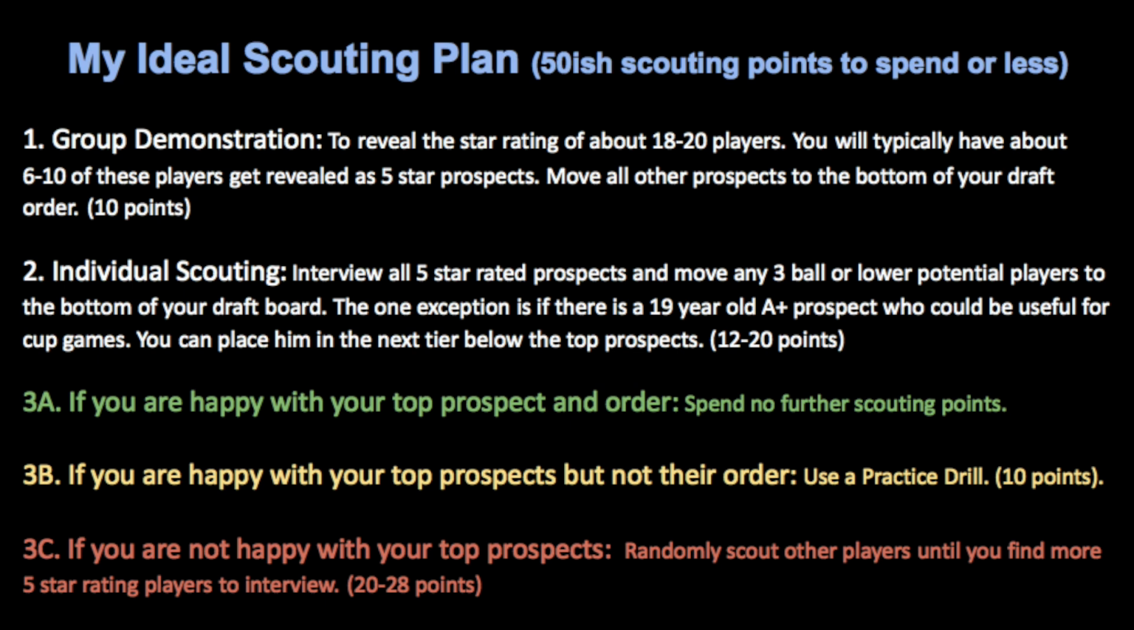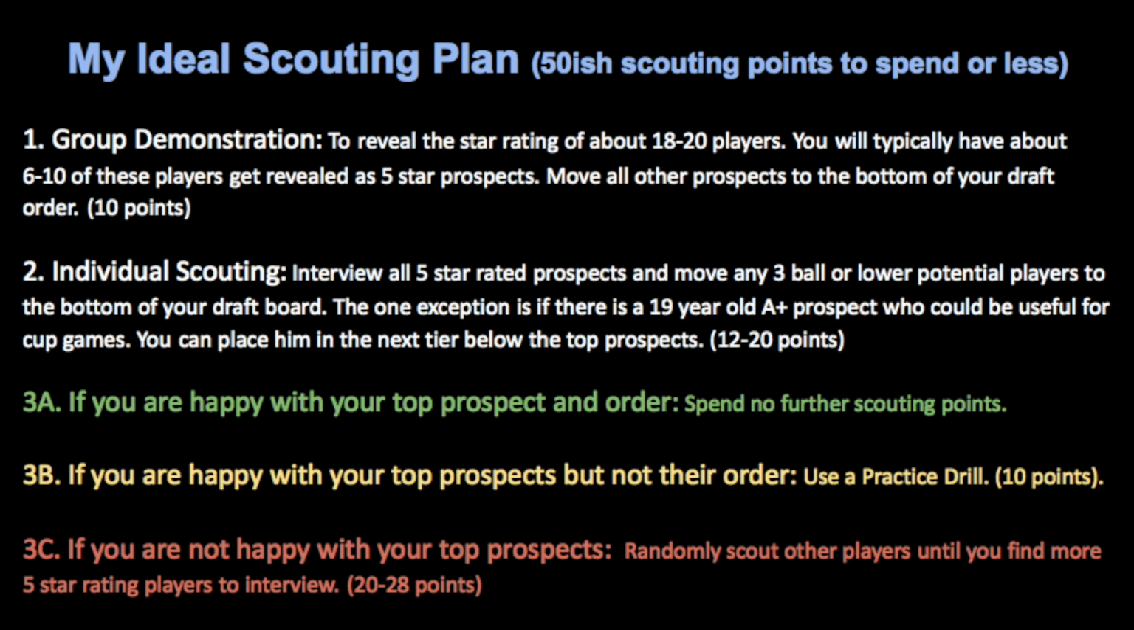If you are a little bit further down or you do want to continue scouting, you can spend 10 points on a specific drill. Primarily, I think this is useful if you're happy with your top prospects but are not set on the order of them yet. So like these are my top 4 or 5 guys, but I'm not sure which order I want them in. Then using that drill could be really useful to help order the top guys on your chart. And then the last option is you can randomly scout other players who weren't the 1-2 ball grade prospects, but you can randomly scout the other prospects until you find more 5-star rating players to interview.